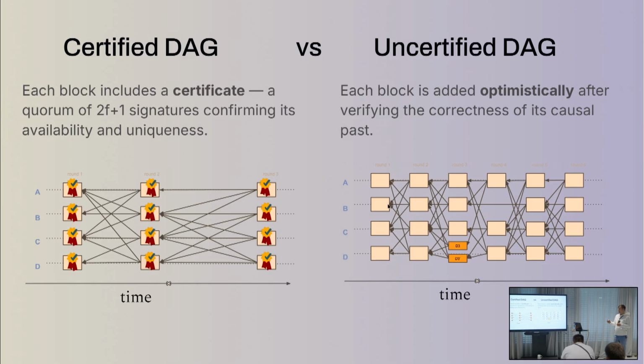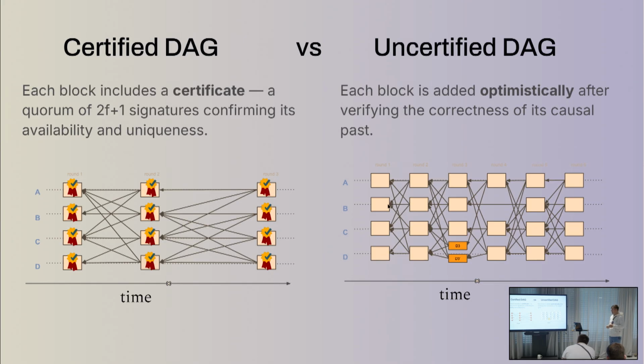On the other hand, there could be more attacks on uncertified DAGs, because there could be equivocations. For instance here, say guy D in round 3 created 2 equivocating blocks, and it could send one block to one guy, another block to another guy. They checked these blocks are correct. We have the whole past, and they integrated those blocks into the local DAG, and they built their blocks on top of that.